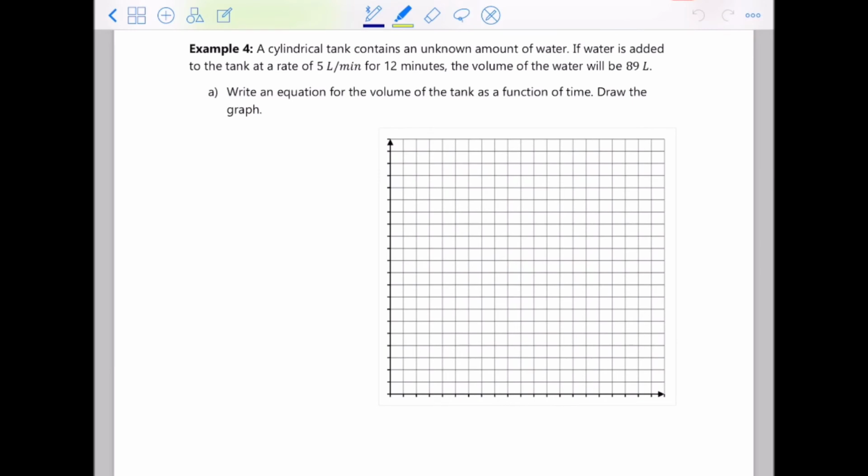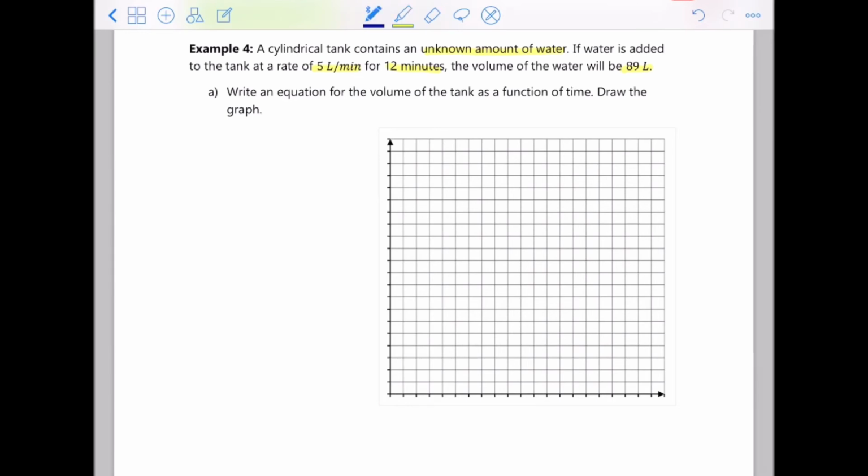Alright, moving on to example 4. A cylindrical tank contains an unknown amount of water. If water is added to the tank at a rate of 5 liters per minute for 12 minutes, the volume of the water will be 89 liters. So part A tells us to write an equation for the volume of a tank as a function of time, and then draw the graph.